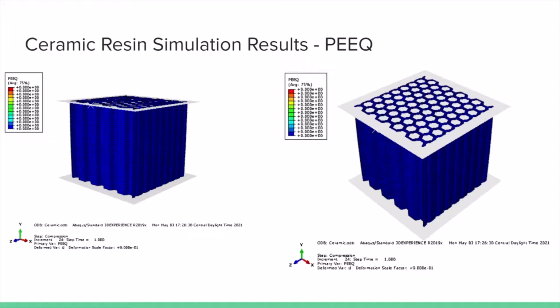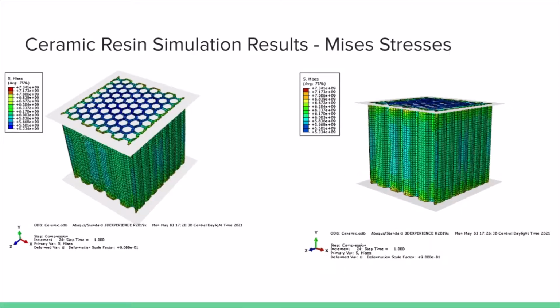As we can see here, the PEEQ actually shows that there is no equivalent strain. And the reasoning for this is because this is a ceramic material. In reality, it would have actually shattered long before it was able to get to the stresses that we see here in the MECH stress.